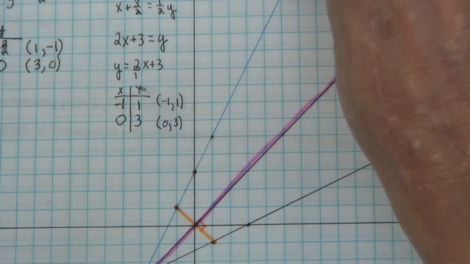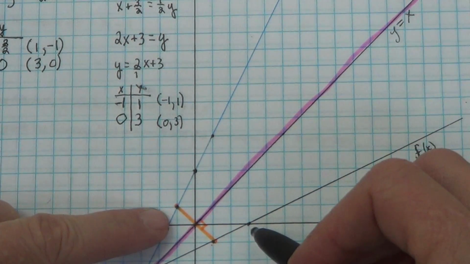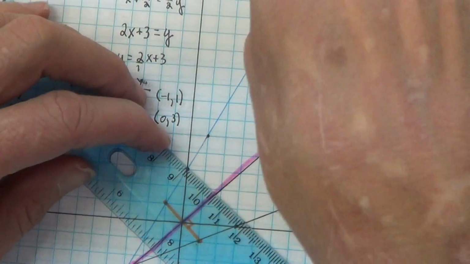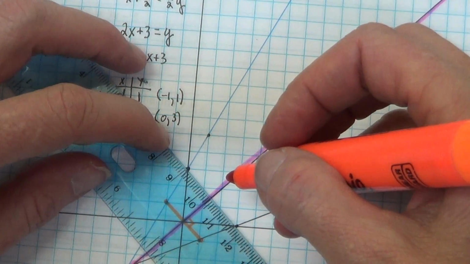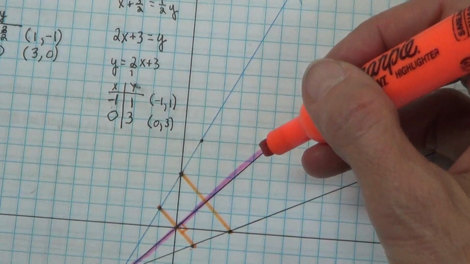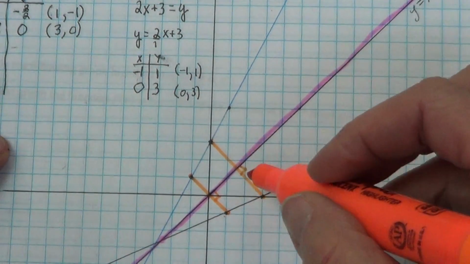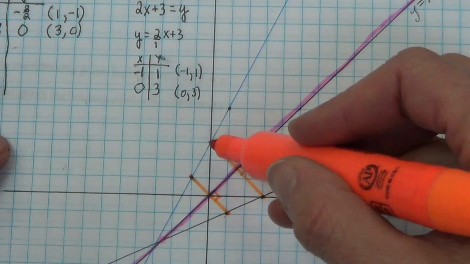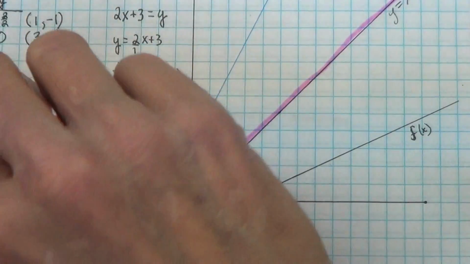So now we look at 0, 3, and 3, 0. Here we have 3, 0, 0, 3. So we connect those 2 points. And again, they form an exact perpendicular to the inverse line. They are 1.5 diagonals from the inverse line, 1.5 diagonals. They're the exact same distance, and they're at a perpendicular.